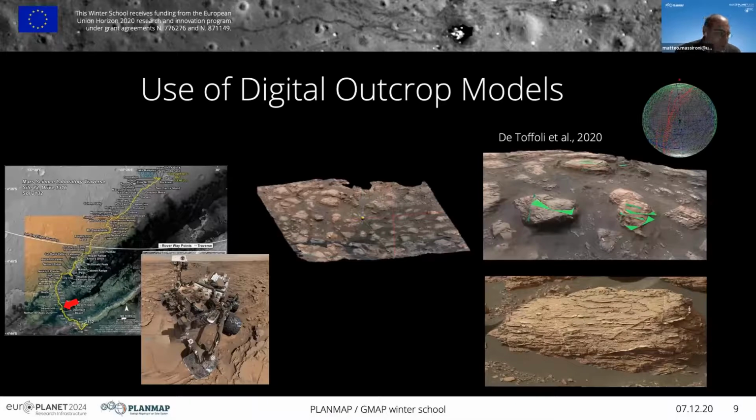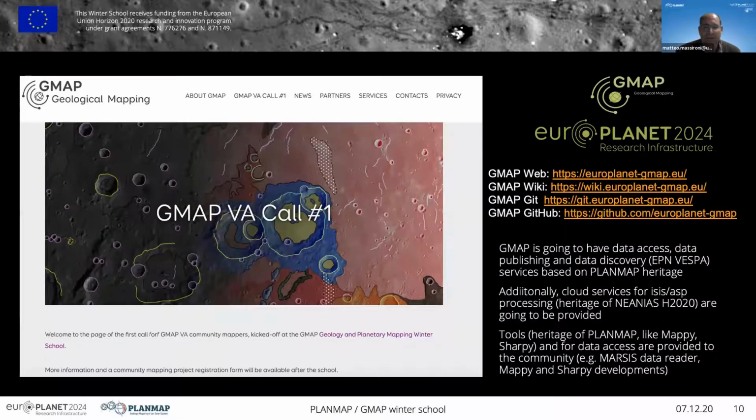As Angelo said during the base course, the GMAP activity is aimed at supporting you on planetary mapping or producing high-level products in different ways. You see that we have the web page, wiki, we have GitHub for the tools that we may produce, and some has been already produced by PlanMap. And then there will be possibility for data access and discovery, cloud services, and other possibilities for tools development.